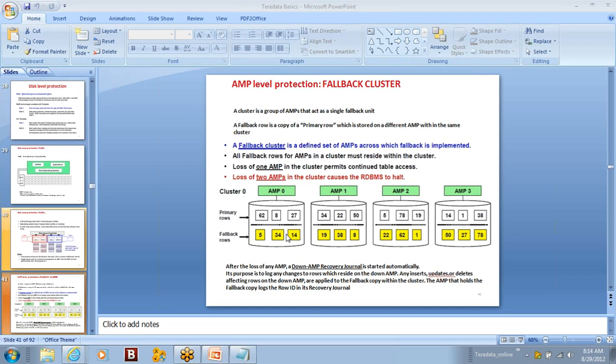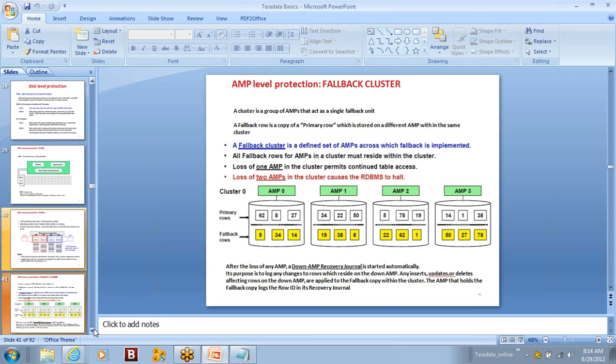So this is the technique used in case of an AMP failure. The technique used is fallback cluster, so that the data is stored in the fallback section of all other AMPs within the same cluster. In case of an AMP failure, you can still access the data, and whatever updates happen on the data during the absence of the AMP are stored in a journal called the down AMP recovery journal. This journal is read after the AMP comes into active status, and it makes the data in sync with all the other AMPs, so that we have all updated data in all the AMPs. This is called AMP level data protection, fallback clusters.